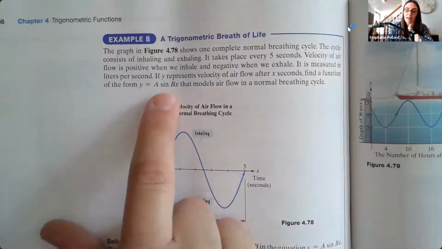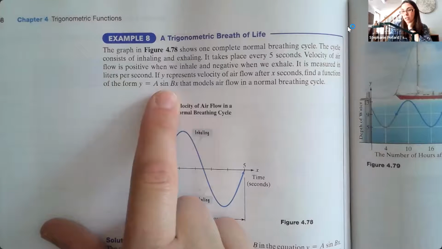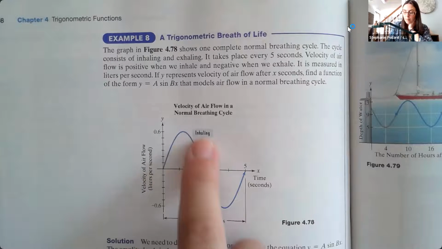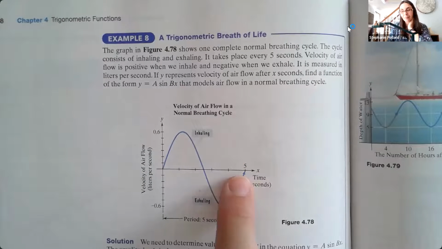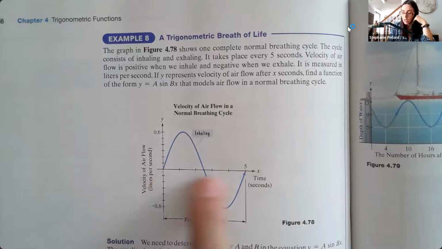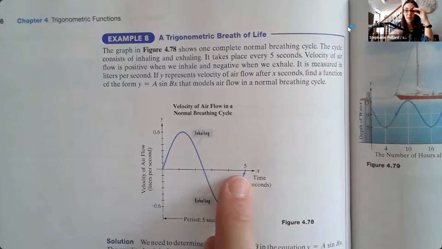Now the B part affects the period. Remember, the sine function typically has period 2 pi, but this one here completes one cycle of the wave in period 5, which is not 2 pi, right? 2 pi is what? 2 times 3.14, so a little over 6. So we need to figure out what the B value is based on that information.